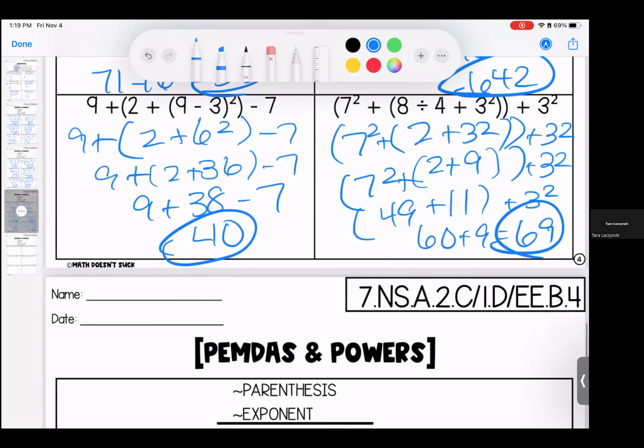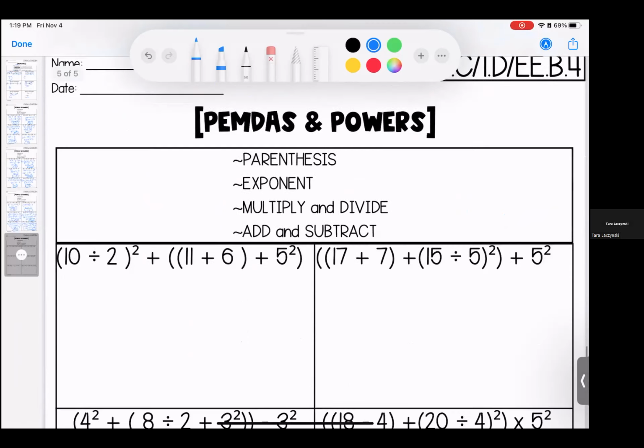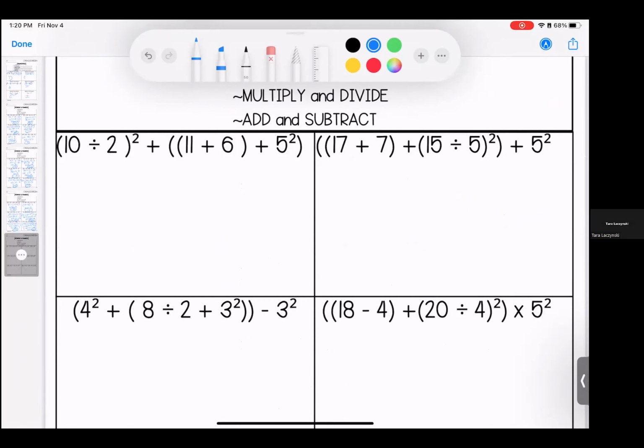All right, kiddos, last page of PEMDAS. And as always, if you have questions, please bring them with you to class. 10 divided by 2 is 5. Square comes with that. 11 plus 6 is 17 plus 5 squared. 5 squared is 25 plus 17.